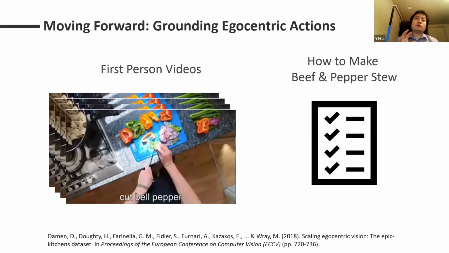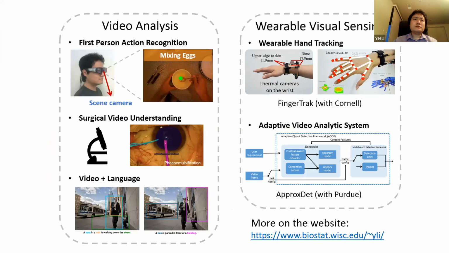So moving forward, we're trying to work on the grounding of egocentric actions. Our group has been working on egocentric video understanding. Here the idea is to ground a video of many different actions to the instructions provided in text format. There are other things that my group is doing, including first-person vision, surgical video analysis, and we're also very interested in designing durable sensors and durable computing systems. You can find more on my website.